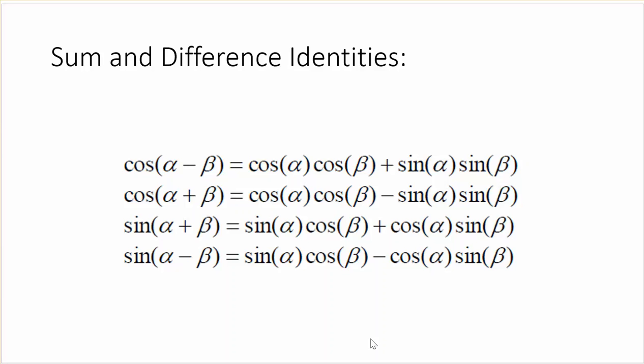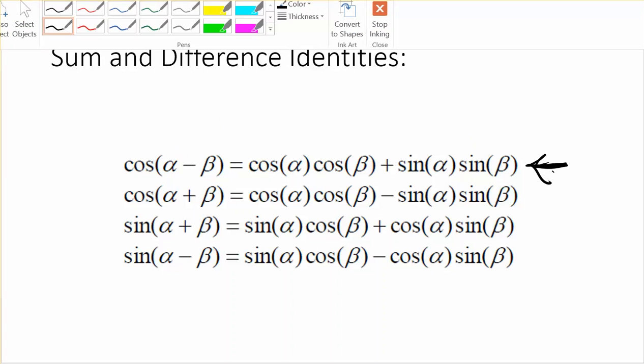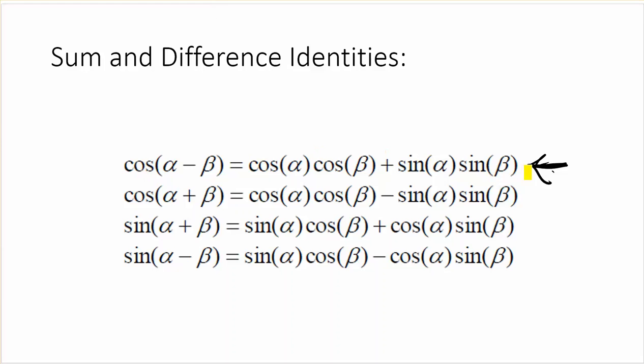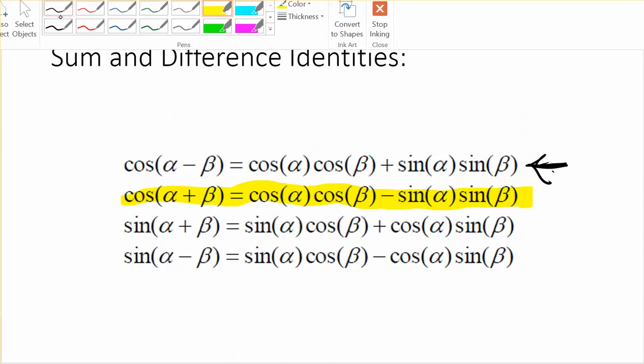Last video, we proved, or I proved, that this first identity was true. That if you have some angle, alpha minus beta, for the cosine, you can break that up into this first line. And from here, we're going to take what we know about this first line and prove this second line. So this would be the sum and difference identities, right?